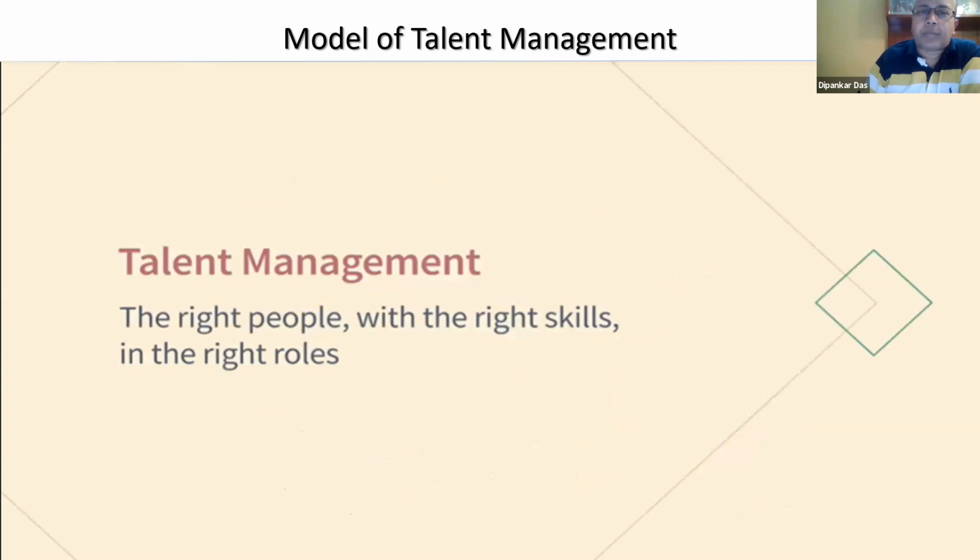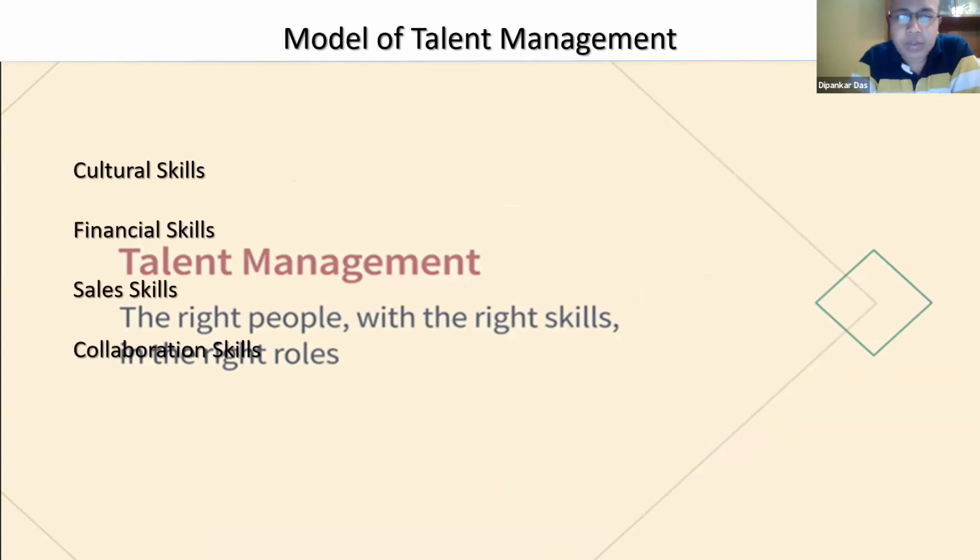Okay. So moving on, talent management is all about matching the right people with the right skills in the right roles. For example, you can have cultural skills, financial skills, sales skills, collaboration skills. So these are all different kinds of skills that you are looking for. And any organization, especially organizations which are more mature and which have well developed processes, would have tools and techniques of filtering people at the entry level, and also being able to develop these skills in them, as per requirement in the organization.